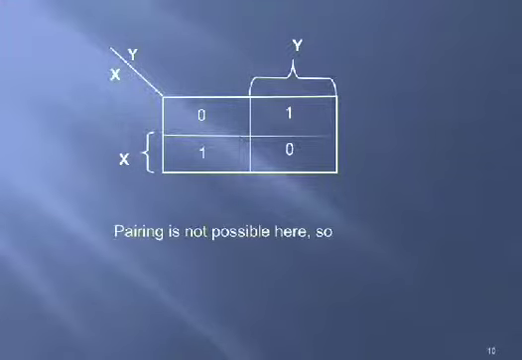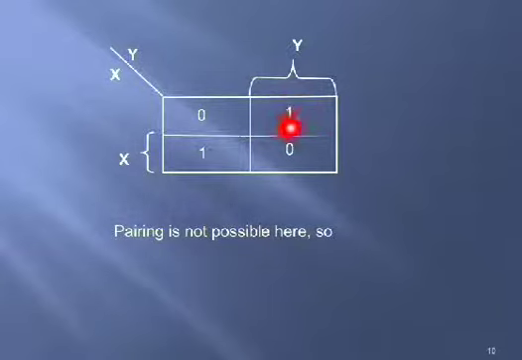After this, is there any pairing of the adjacent cells, either horizontal or vertical? There is no pairing, because you cannot pair like this. You cannot pair like this. Even diagonal pairing is not possible. So since there is no possibility of pairing, you can directly write its corresponding minterm.